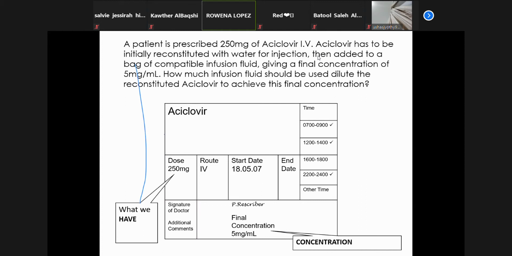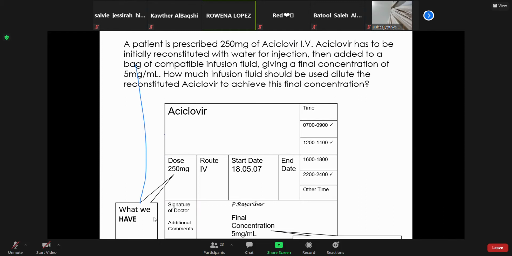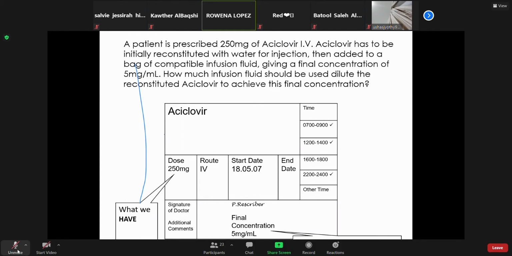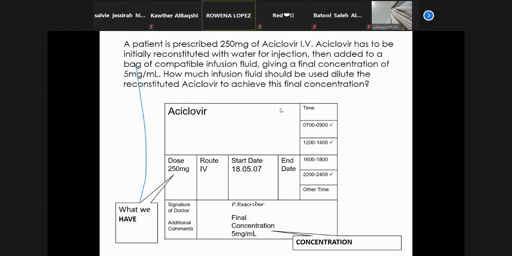So you have the dose is 250 milligrams, and the final concentration is 5 milligrams per ml. So how much infusion fluid should be used to dilute? 50 ml.